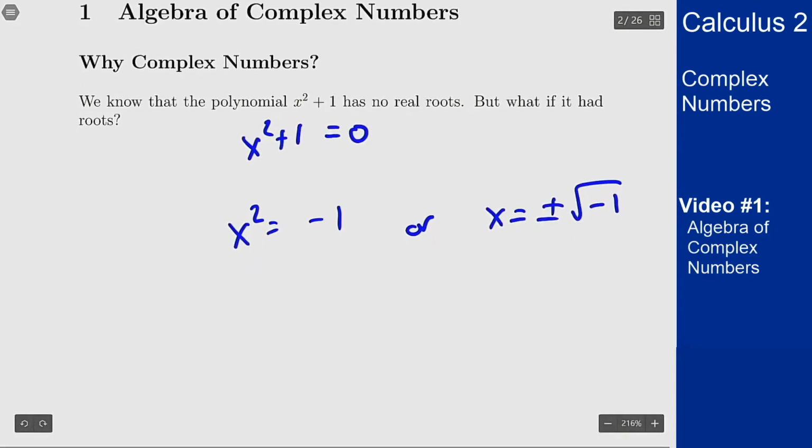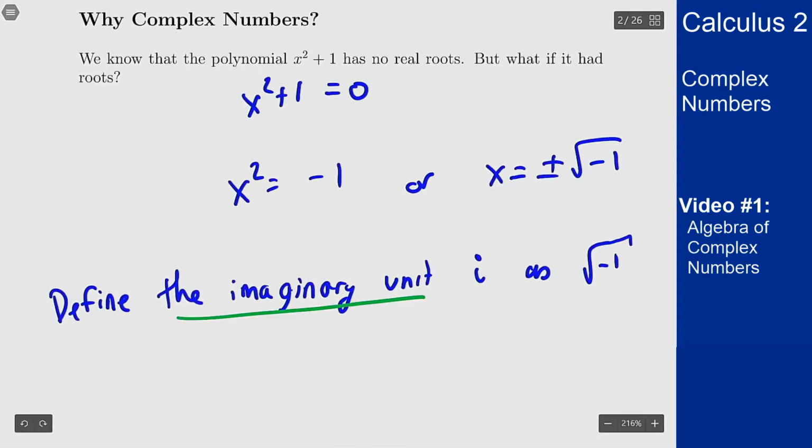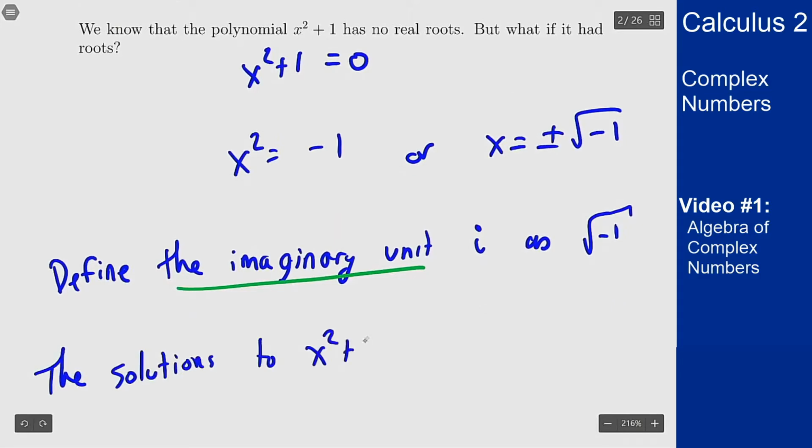What we're going to do is define the imaginary unit i as the square root of -1. This is not a real number, so it's not a number in the same sense that we had before as real numbers, but it's a different object we're going to define and see what we can do once this i exists. In that case, the solutions to x squared plus 1 equals 0 are plus or minus i.